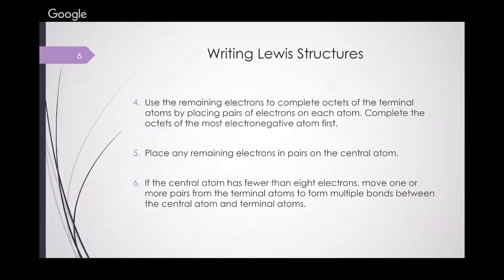So once we've drawn our single lines in between all of our atoms, we place pairs of dots on the terminal atoms, so all the surrounding atoms. And then if we still have electrons left over, we put them on the central atom. If the central atom has fewer than 8 electrons, we can move 1 or more pairs from the outlying atoms to form multiple bonds. So we can make double bonds, we can make triple bonds, but this is not where we start. This is where we would end. So when you start drawing these structures, do not start willy-nilly making triple bonds and double bonds between things.